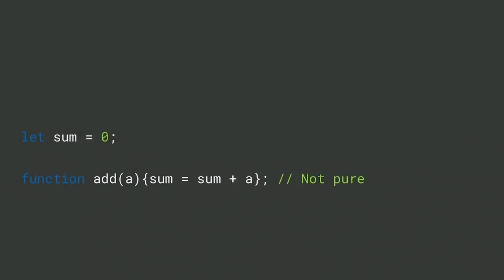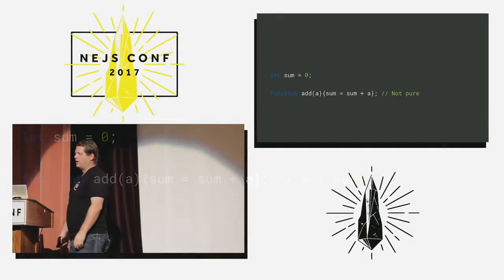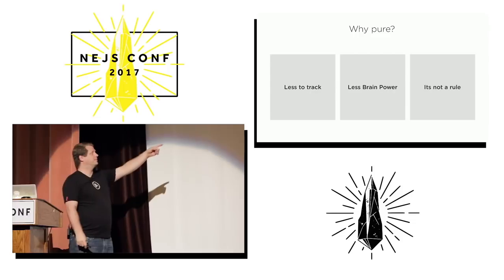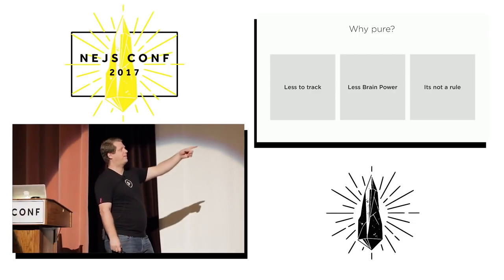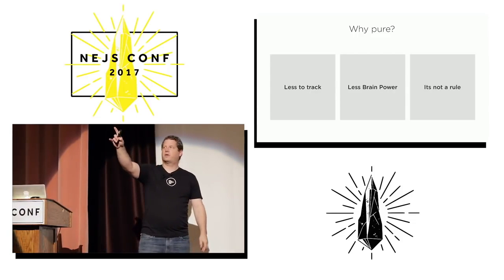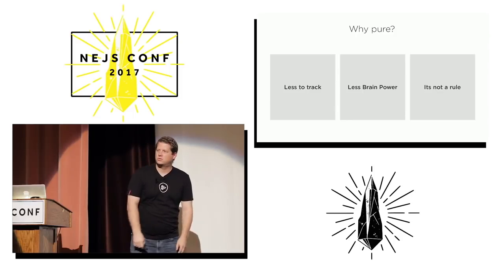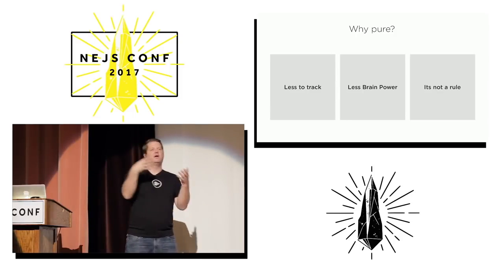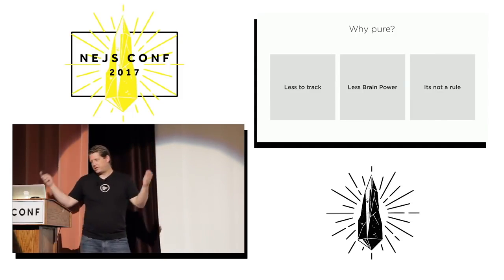So let sum equal 0, function add a, sum, not a pure function. This requires more brain power to figure out what's going on because not everything's right there. Stuff's up above, right? And we don't want stuff up above. All right, so why pure? Less things to keep track of, less brain power, but most importantly, it's not a rule. You don't have to have it be pure, but it's a good idea.